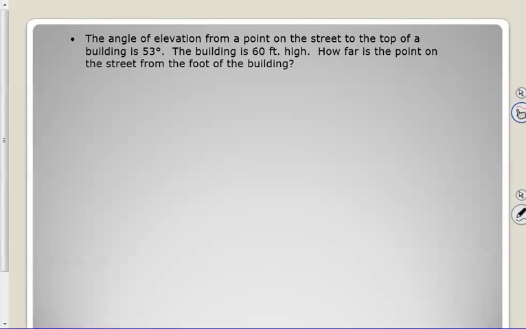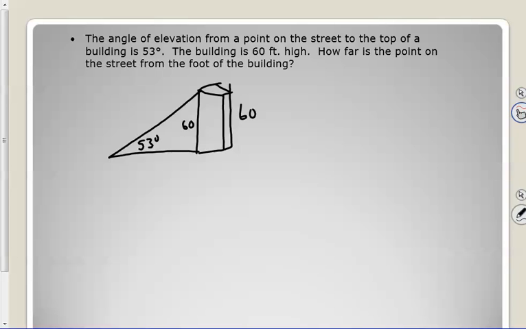The angle of elevation from a point on the street to the top of a building is 53 degrees. The building is 60 feet high. How far is the point on the street from the foot of the building? So if I draw a building, something like this, there's my building. I know that building is 60 feet high. I know that from this guy to that guy makes an angle of 53 degrees. So that's still 60 feet. So I guess what I'm looking at is how far is it from here to here?